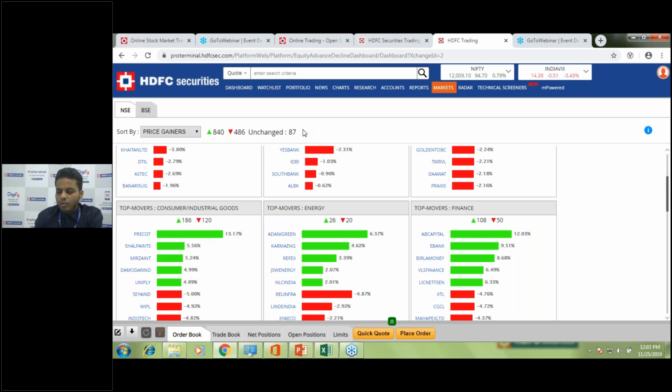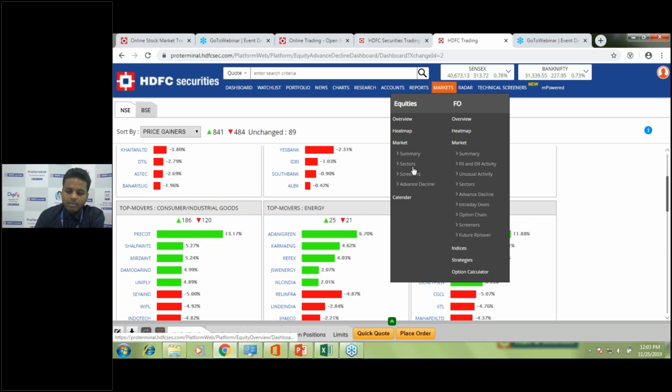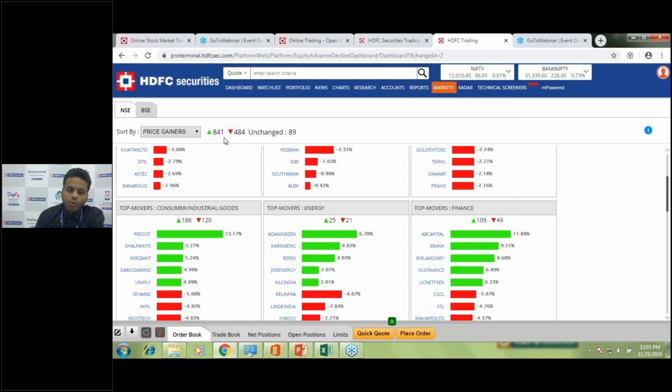Now Nifty can go up, go down, but what the overall scenario in the market is, you can check just by going into the market and selecting advance and decline. So if Nifty is bullish, and even out of the overall NSE stocks, if 841 stocks are trading on a higher end, 484 stocks are trading on a lower side, that means there's good strength in the overall market, since almost double the stocks are trading in a bullish zone.